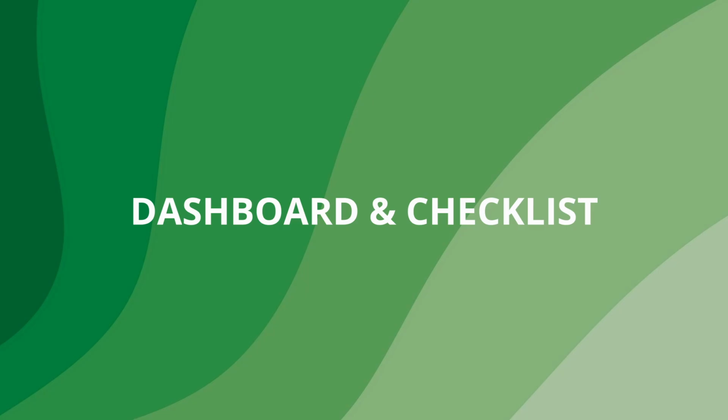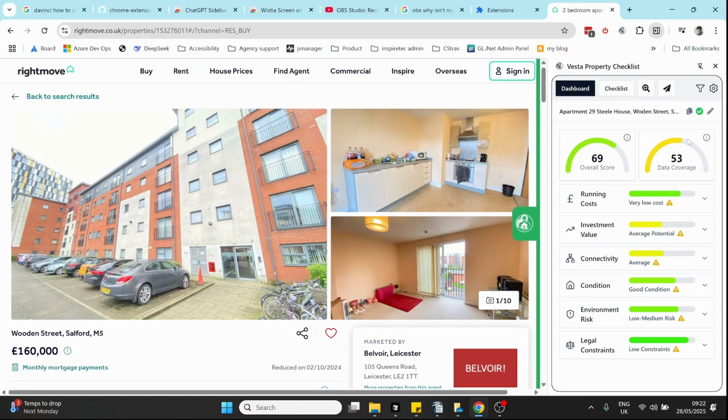The first screen you'll see is a dashboard that scores the property based on the available data. It just says on Rightmove normally just the generic property name, but here we can see it's found the apartment. You can copy this to get the full address.